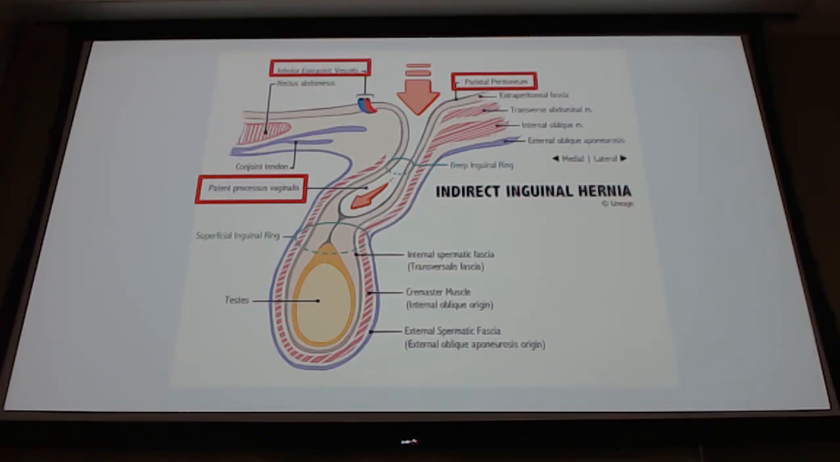Alright, so you have your parietal peritoneum. You have your inferior epigastric vessels, and these are lateral to them. Then you have that processus vaginalis. Okay? It's patent, therefore it can go down through the canal.